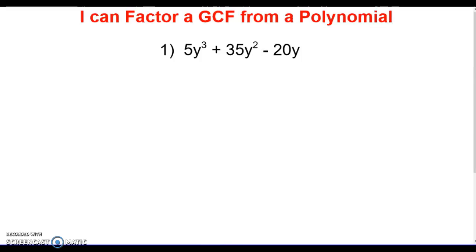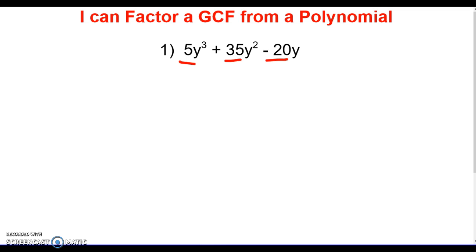In this video, we're just going to factor a ton of stuff, all sorts of different factoring things. So I can factor a GCF, or greatest common factor, from a polynomial. Whenever you see a polynomial, you should right away think, hey, what can I factor out of that? So really what I'm going to do is look at all of the numbers and figure out what I can pull out of all of the numbers. And in this case, I see something that comes out of 5, 35, and 20.